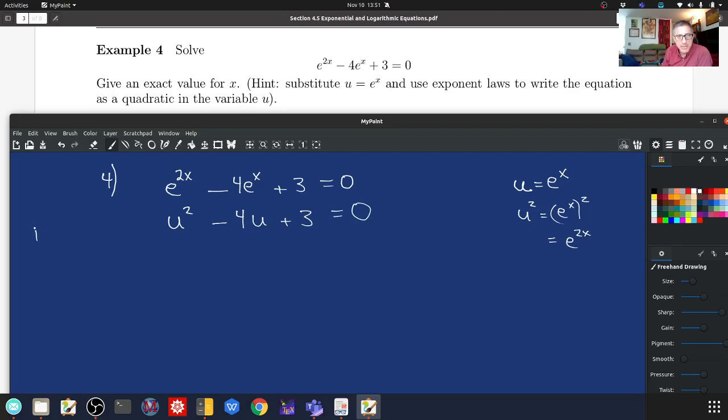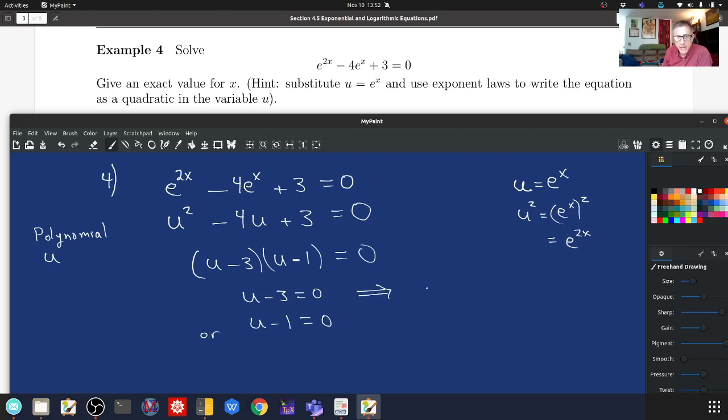So now literally I have a polynomial in the variable u. So let's factor that. So that's going to be u minus 3 times u minus 1 is equal to 0. So that means u minus 3 is equal to 0, or u minus 1 is equal to 0. That implies u is equal to 3, and that implies u is equal to 1.